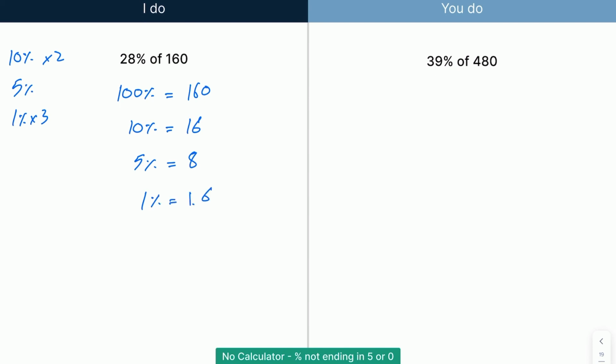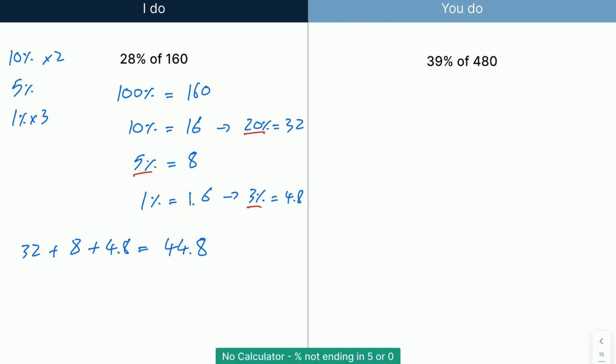Okay, so we know we need 20%. So we know that 20% is going to be double that. So that'll be 16 times 2, which is 32. We need 3%. So 3% is just going to be 3 times 1.6, which gives us 4.8. Now, to get the final answer, we will need 3%, we need the 20%, and we need the 5, because all three of them add up to 28%. Okay, so that would be 32 plus 8 plus 4.8, and that will be our final answer, which is 44.8.